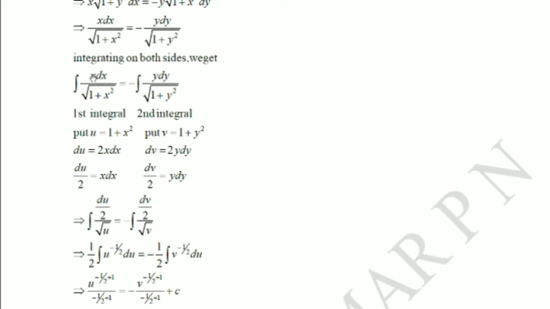But here in the numerator I am having only x into dx. So let me keep x into dx as it is and send this 2 to this side. Therefore you will get du by 2 is equal to x into dx. Now make these substitutions in this first integral. Similarly in the second integral, let me take this 1 plus y square as v and differentiate this.